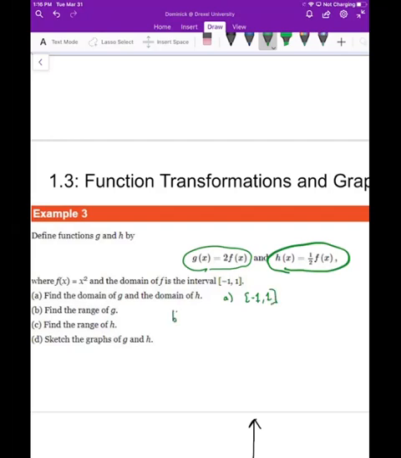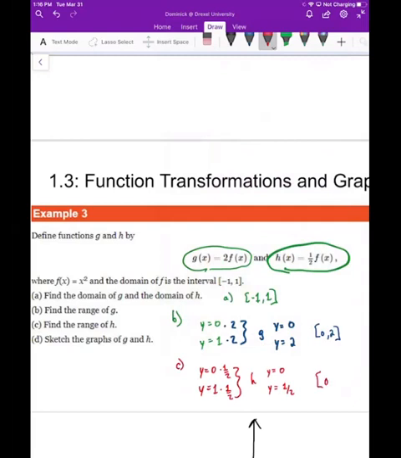All right, but now in part B, for the range of g, you're taking your range, which is y equals 0 to y equals 1, and you're multiplying those each by 2. So in g, you now have y equal 0 times 2 is still 0, but 1 times 2 is now 2. So now your range for g is 0 to 2. And then similarly, if you look at h, you're taking 0 and 1, but you're multiplying them by 1/2 this time. So now h, your lowest point is still 0, but your highest point is now 1 times 1/2, which is 1/2. So your range here will be 0 to 1/2.